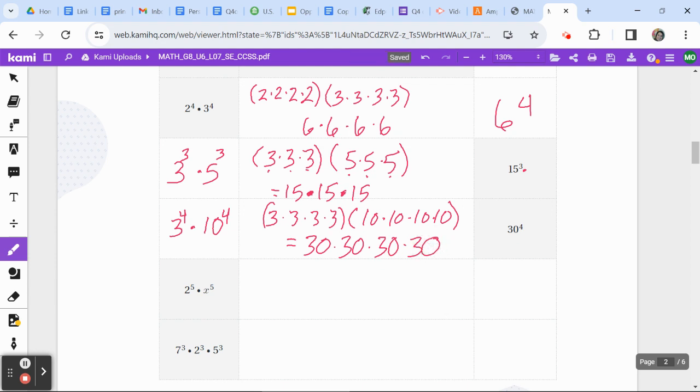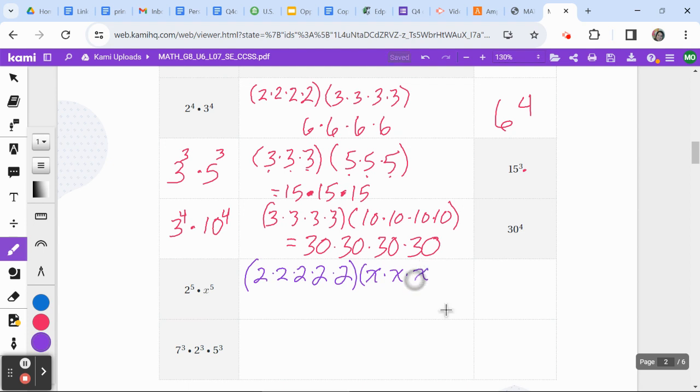Alrighty. 2 to the 5th power times x to the 5th power. Okay, so now we're going to throw in some variables. Okay, so I have 2 5 times, times x, 5 times. So then we end up with 2x. We paired each one up 5 times.